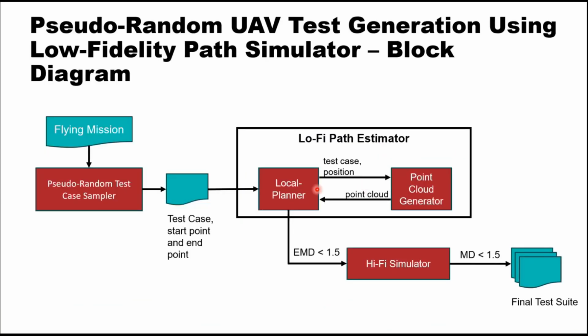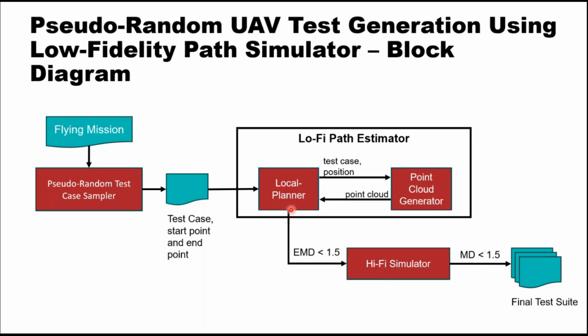So the test case goes to the local planner. The local planner sends the starting point, along with the test case in terms of the obstacle locations, to a point cloud generator that basically gives me the view that the drone currently sees. And in the local planner, we are using the same exact planner used in the high-fidelity simulator to find out which is the next node. Then the next step, basically the second location, we send to the point cloud generator, and we move on like that until we reach the goal.